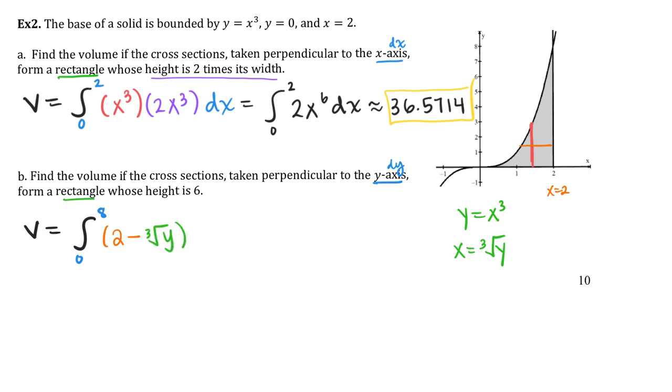So one side is this side. What's the other side? The height is 6. Okay, so the other side is just 6, with respect to y, because we're perpendicular to the y-axis. So it's a rectangle, so it's one side times the other side. This is my setup. This is a calculator problem, so I'm going to put it in my calculator. I get about 24.00000, or 24.